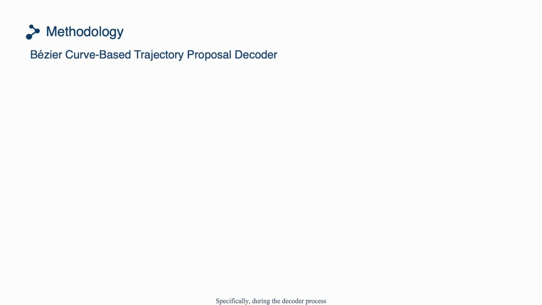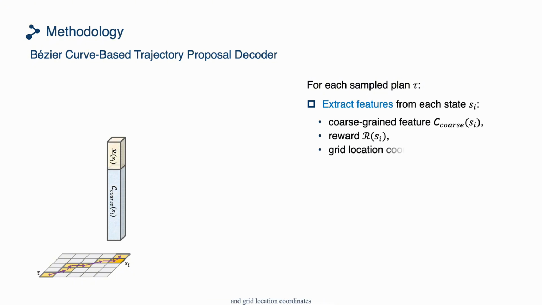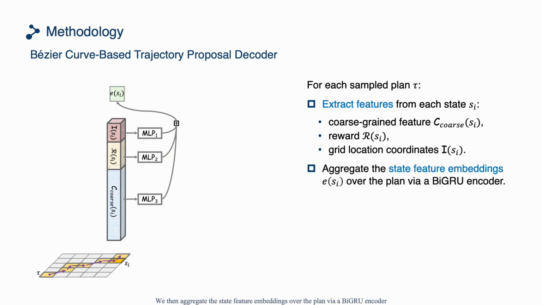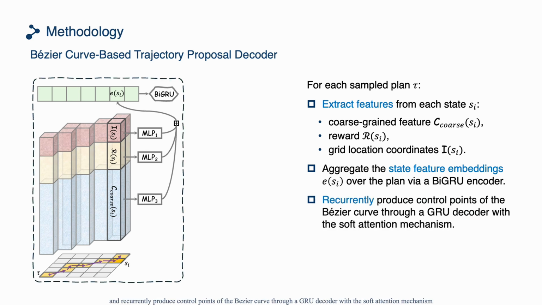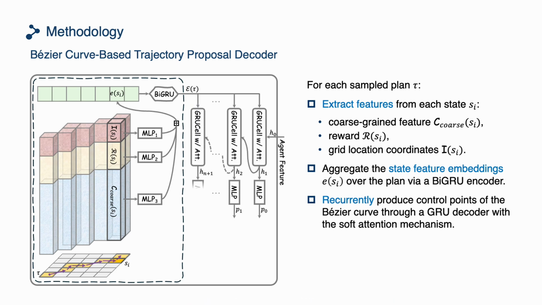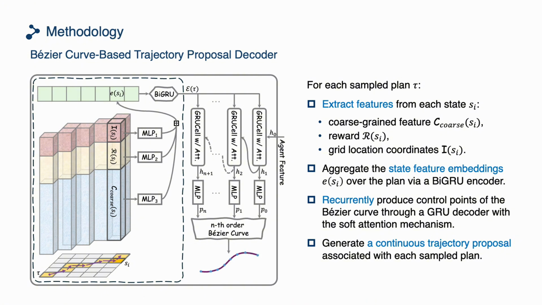Specifically, during the decoder process, for each sampled plan, we extract features from each state, including coarse-grained lane graph features, rewards, and grid location coordinates. We then aggregate the state feature embeddings over the plan via a Bi-GRU encoder, and recurrently produce control points of the Bezier curve through a GRU decoder with the soft attention mechanism. This allows us to generate a continuous trajectory proposal associated with each sampled plan.